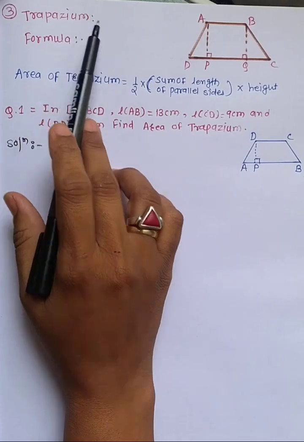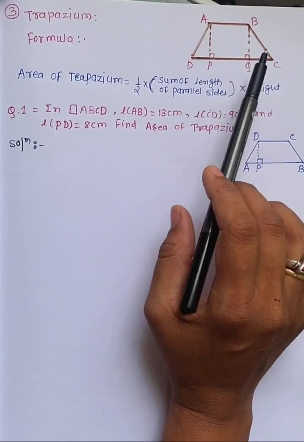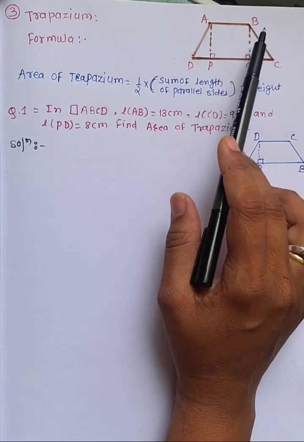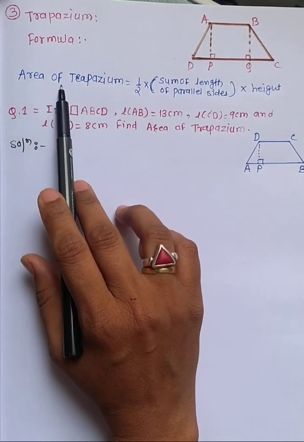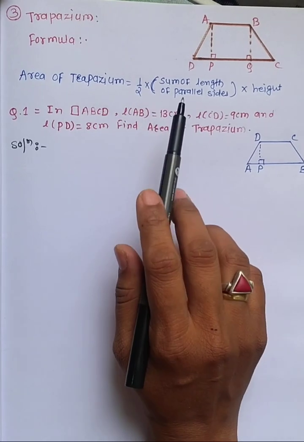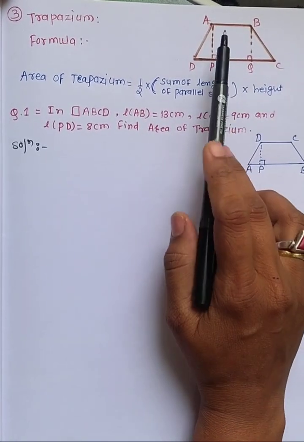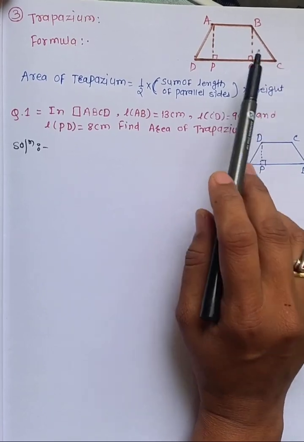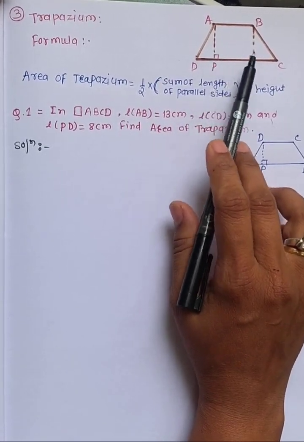Now third, trapezium. That is the diagram of trapezium. A, B, C, D. AB and CD are parallel to each other and AP and BQ are the perpendicular height of that trapezium. Okay, now formula. Area of the trapezium is equal to half into sum of length of parallel sides into height. Which are the parallel sides? AB and CD are the parallel side of that trapezium, and height AP and BQ are the height of that trapezium. Both are equal in measurement.